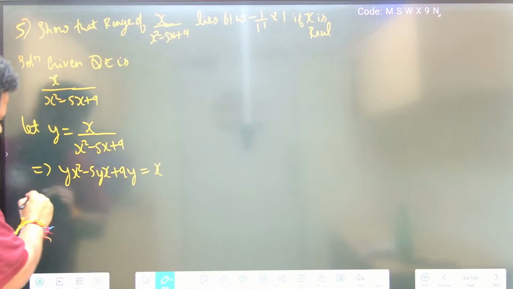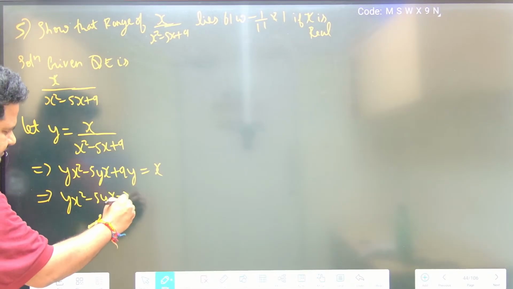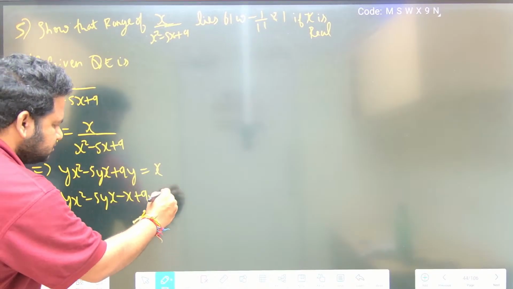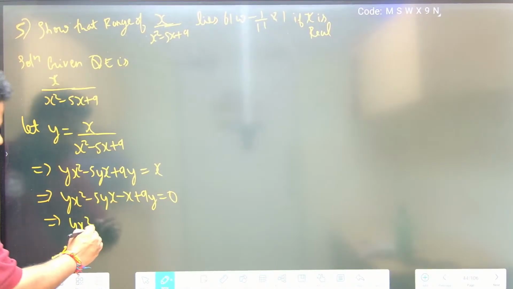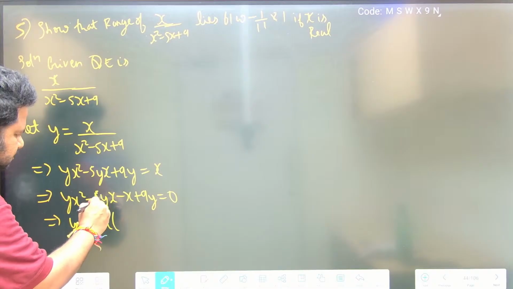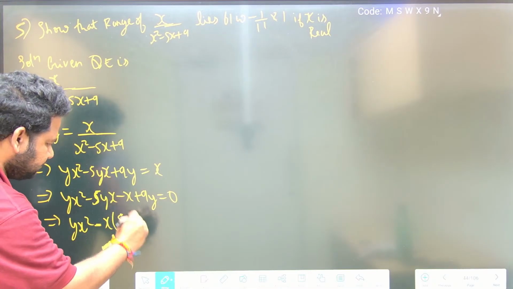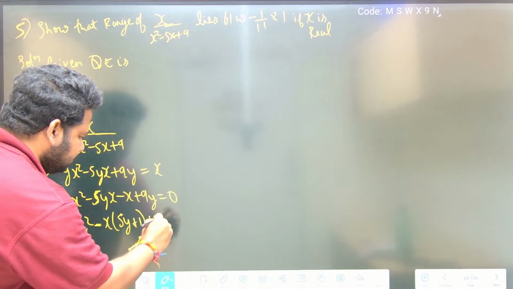Let us bring x to this side. Write each and every step. yx square minus 5yx minus x plus 9y is equal to 0. Now this can be written as y into x square, and if I take x common, minus x, this will become 5y plus 1, plus 9y is equal to 0.